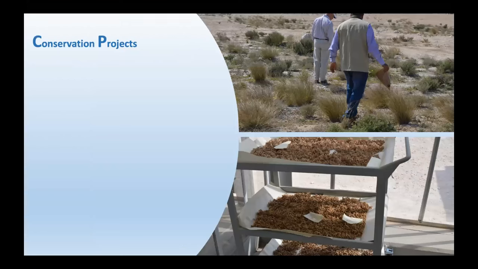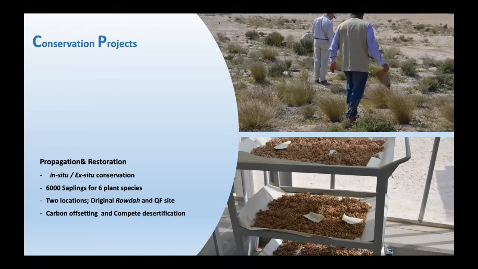Before the last slide, I would like to talk about the conservation projects that we have. Recently, we are working on two different in situ conservation projects. The restoration project, where we are propagating 6,000 saplings for six different species, to restore two rawdat, the microhabitat. And this helps to reduce carbon dioxide besides combating desertification.